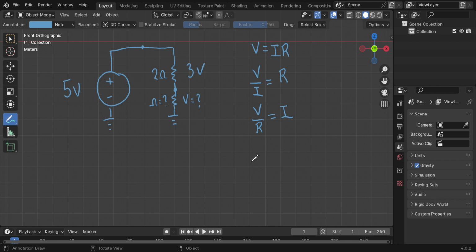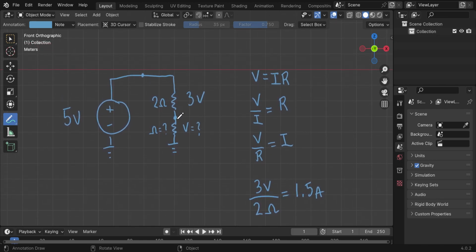So for a voltage across this resistor, we have 3 volts, and the resistor value is 2 ohms. So we find the resulting 1.5, and the units is current, so we say amps. So now we know how much current is flowing through this resistor. And we will say 1.5 amps.